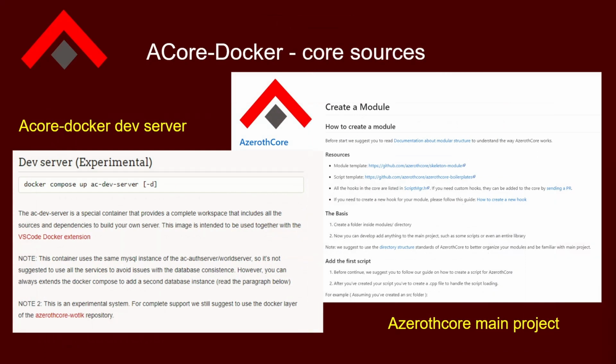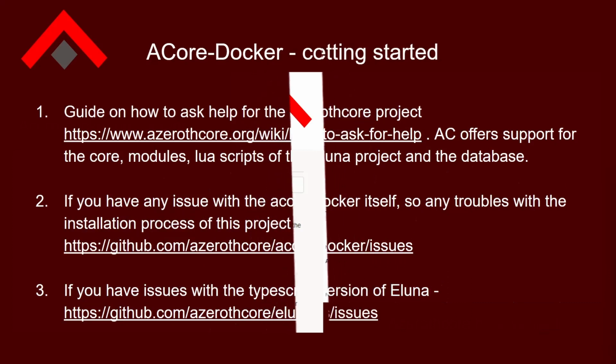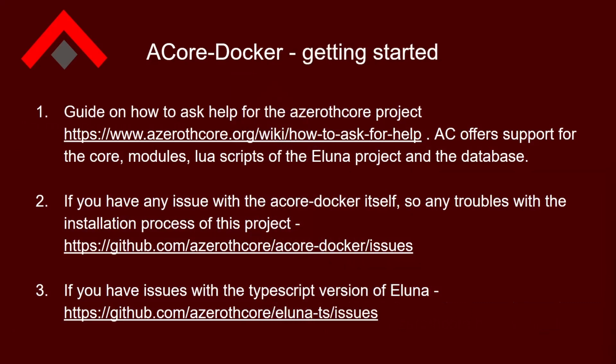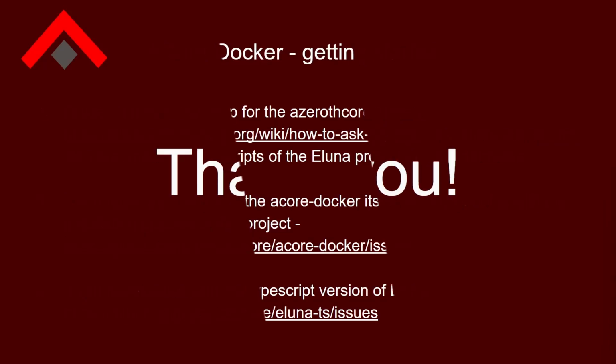If all of this is not enough for you, suppose you need more flexibility by changing the server's source code and installing or creating your own powerful module. In that case, you can consider using the AC dev server or the AzerothCore main repository with both Docker and the classic host installation. Also, I invite you to use the right channels to ask for support and learn more about these projects.